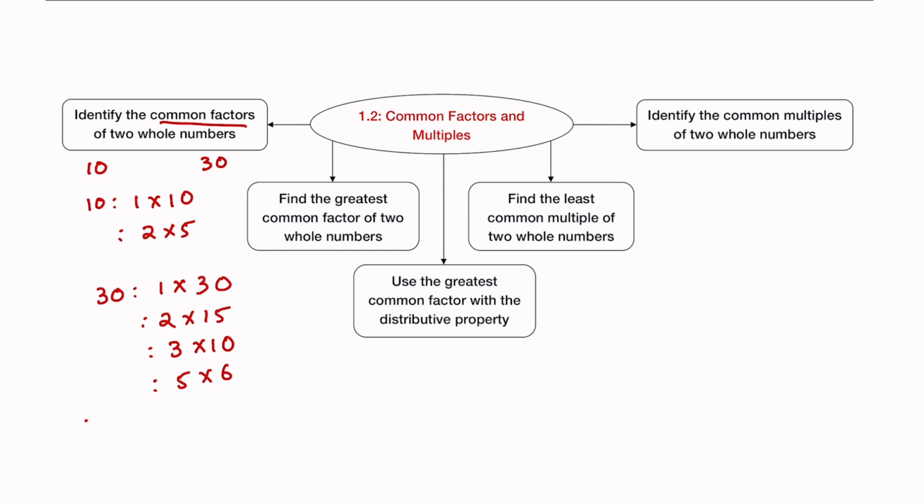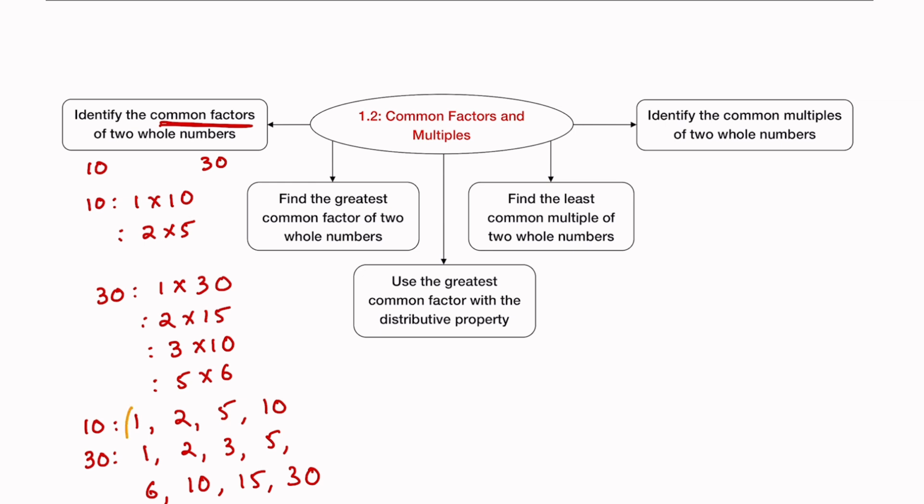Now the next step is we write 10 here and we list down all the factors separated by comma. So we say 1, 2, 5 and 10. Same thing for 30. We say 1, 2, 3, 5, 6, 10, 15 and 30. So we list down all the factors over here. Now the next step, because we are doing common factors, right? We have to identify the common factors from 10 and 30.